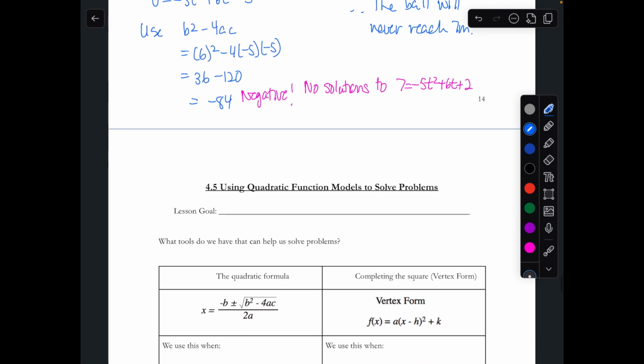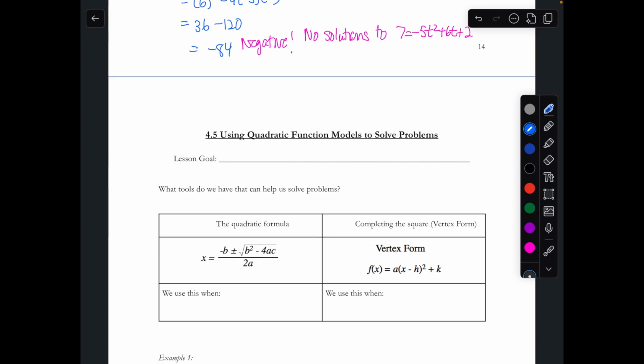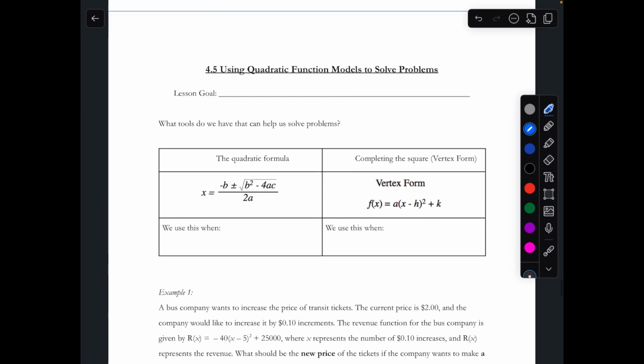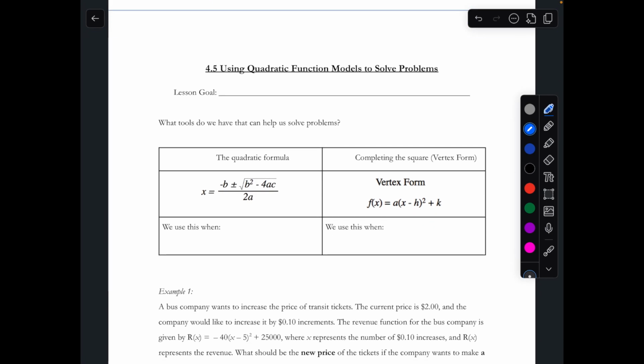It's really just 2 questions. So let's take a look at it. And I will review lessons 4.4 and 4.5 on Thursday when I see you.